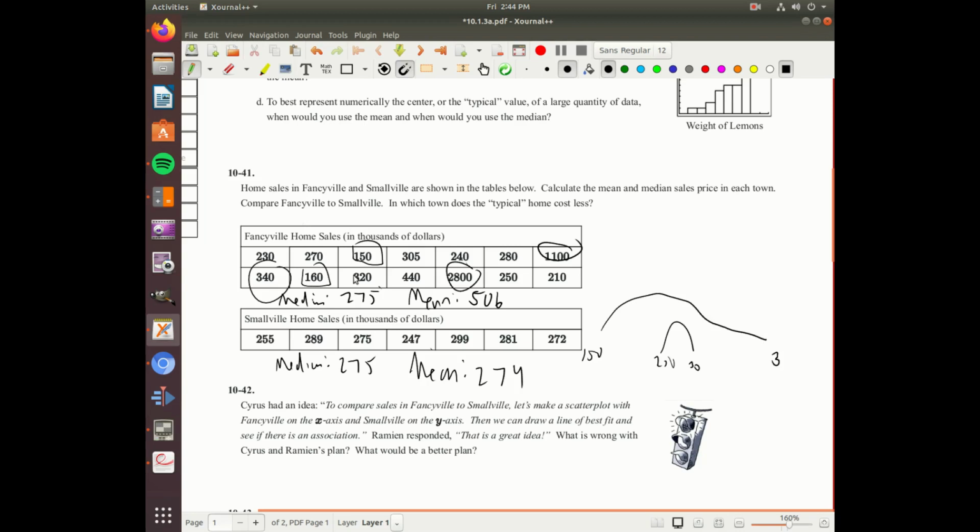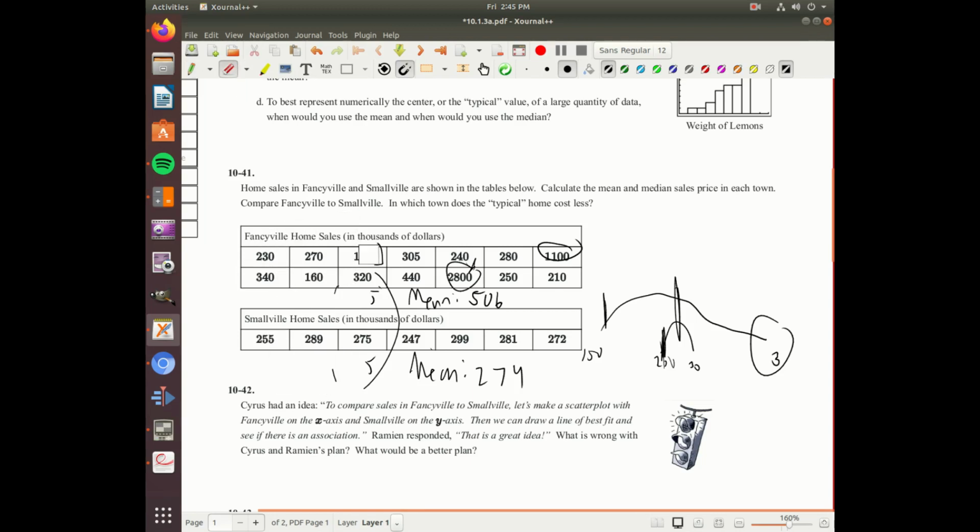So the question is, which town would you rather live in? Well, you tell me. If I'm normal, it doesn't matter, right? My house is going to be roughly the same. If I'm above average, sure, I'll take Fancyville. I'll live in this mansion here. However, if I'm below average, I would probably rather live in Smallville. So again, you can begin to see what happens when we compare this data to each other. I hope that makes sense, the difference between the median and the mean.